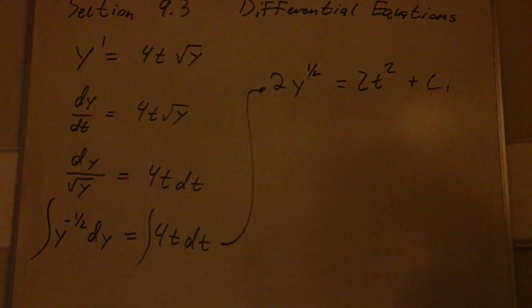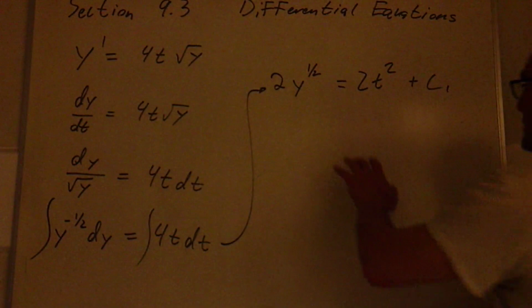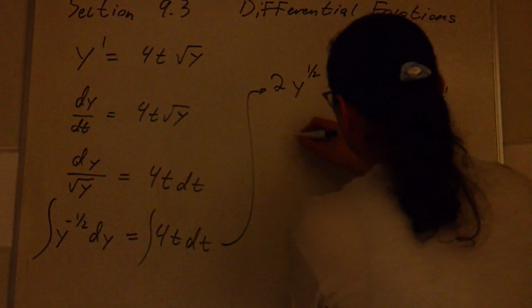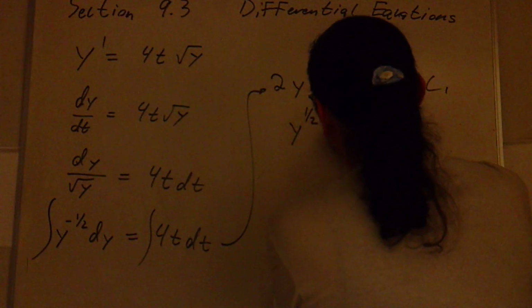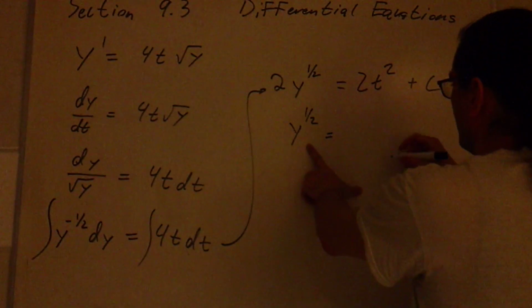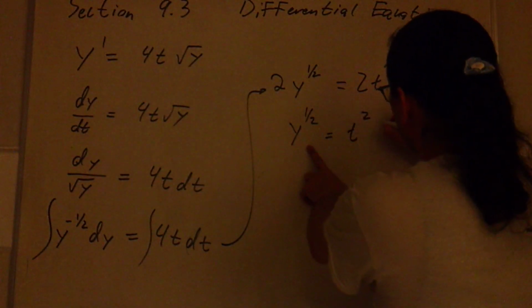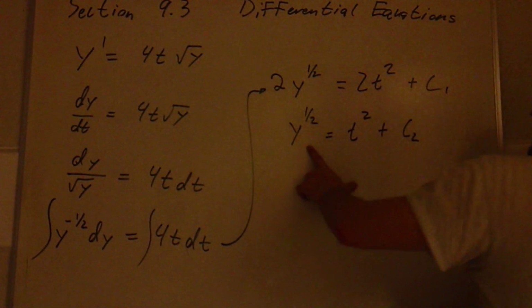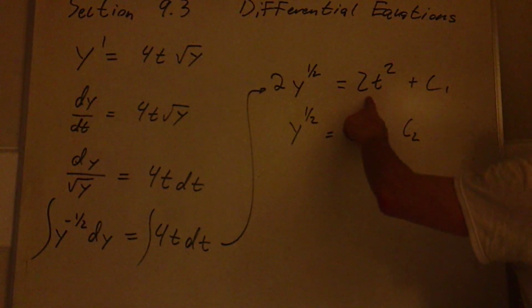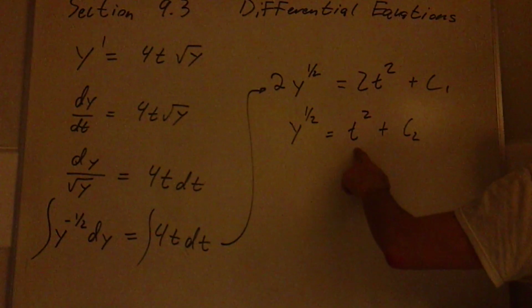So we are going to move to turn this thing into an explicit solution. We can divide everything by 2. That would give me y to the 1/2. So this is the square root of y equals t squared plus c. Dividing this by 2 is pretty straightforward. That'll just give you t squared.